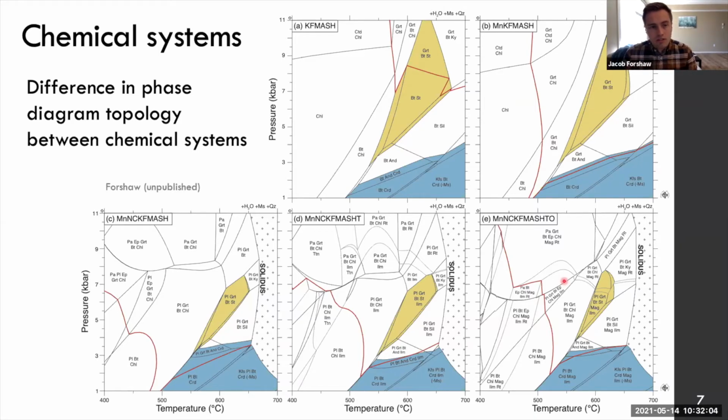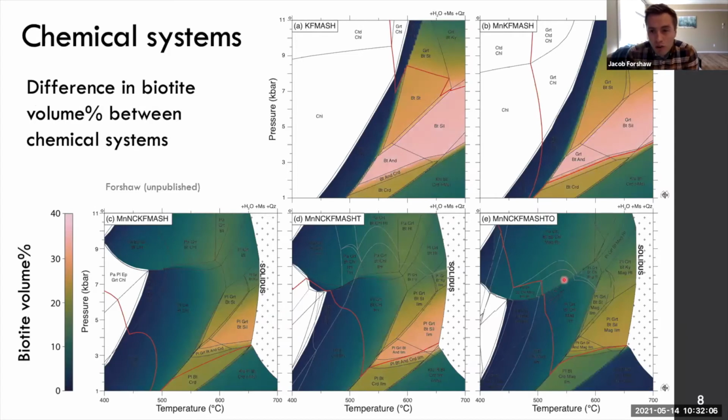And so what I did here was I just went into pixel maps in Domino and I plotted up the volume percent biotite for each of these different chemical systems. And what I think comes out here is that the broad changes in biotite mode, and you can take this to represent the mode of the major phases that form within metapelitic rocks, are the same from diagram to diagram.